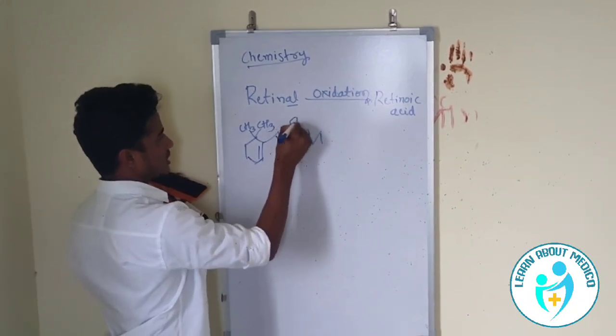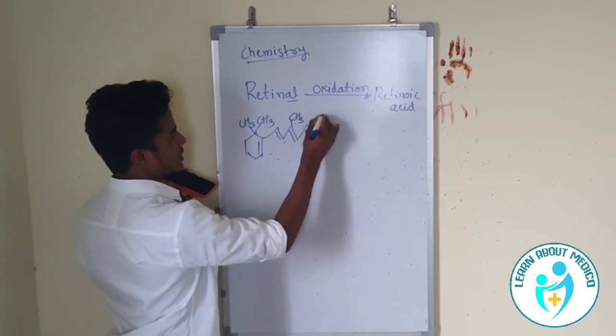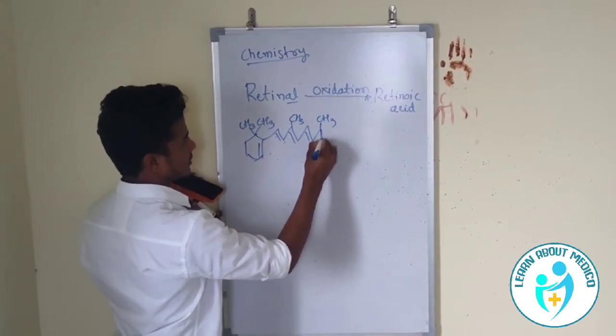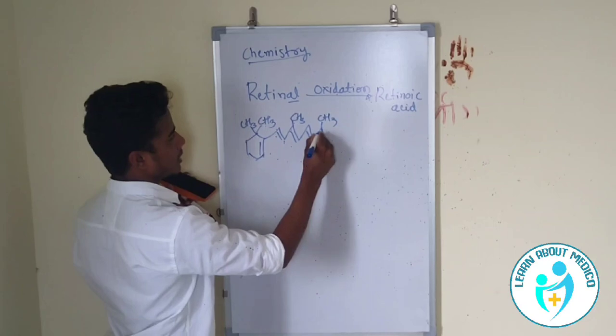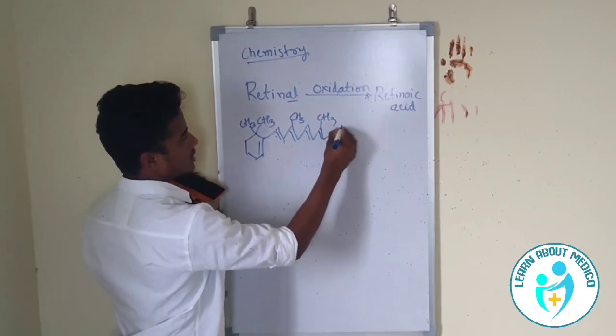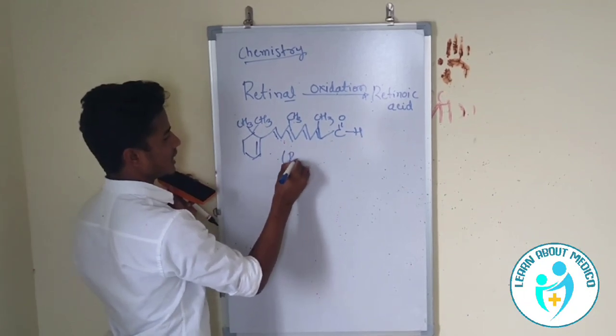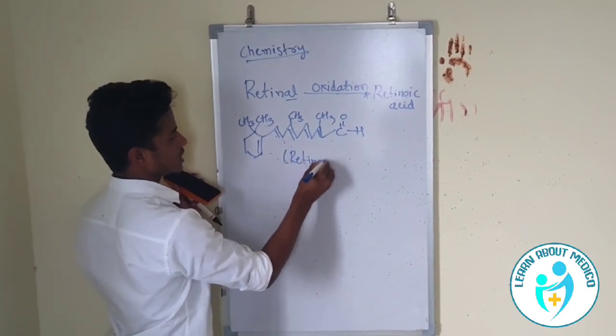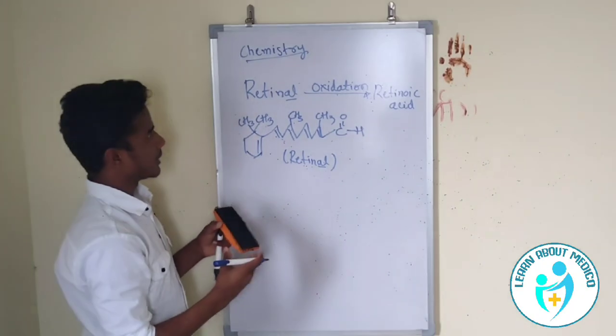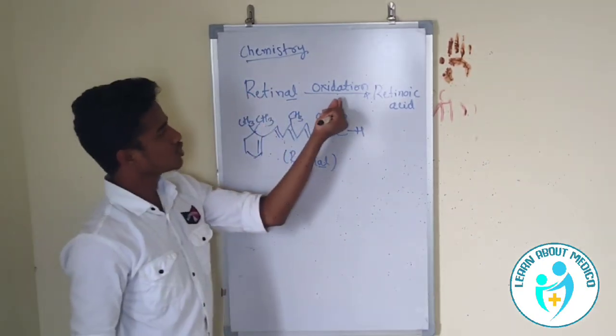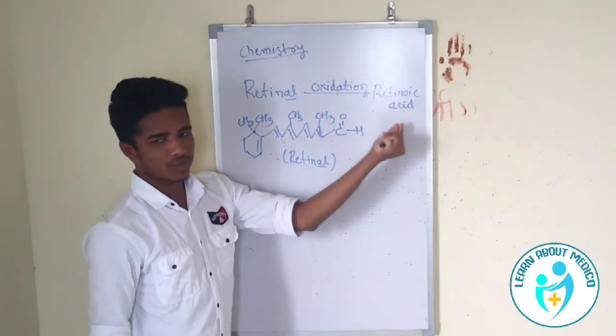Here is CH3, that is the methyl group. Here is also CH3, double bond, and here a double bond and OH. This is the structure of retinal. I told you people, retinal undergoes oxidation, which gives retinoic acid.